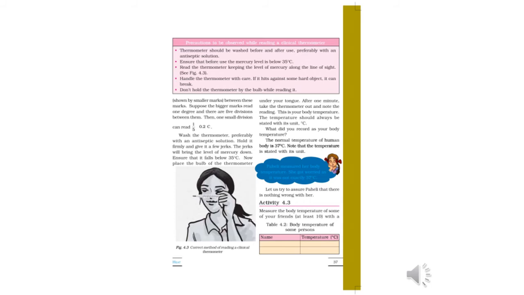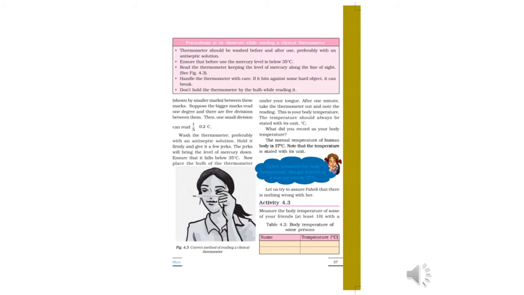Note that the temperature is stated with its unit. If we write only 37, then it is not correct. We have to always write the degree Celsius. Whatever temperature amount we get, we have to write it along with degree Celsius or degree Fahrenheit.